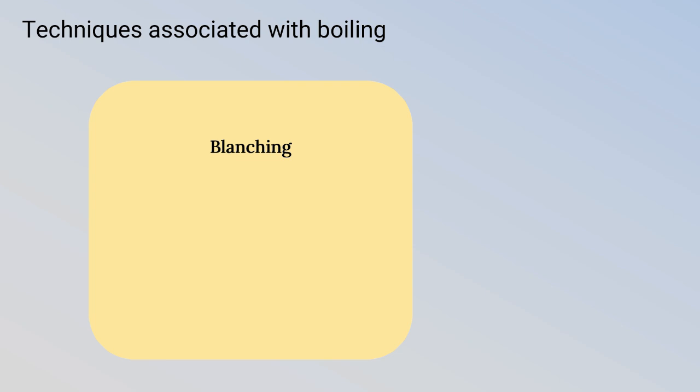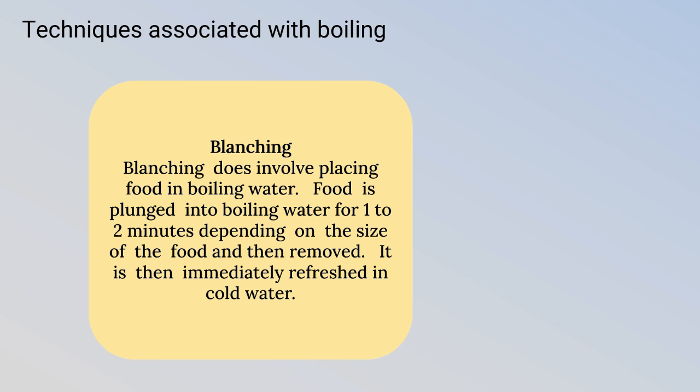Then we will discuss another method which is very close to the boiling method: blanching. What is blanching? Blanching does involve placing food in boiling water. Food is plunged into boiling water for 1 to 2 minutes, depending on the size of the food, and then removed. It is then immediately refreshed in cold water.